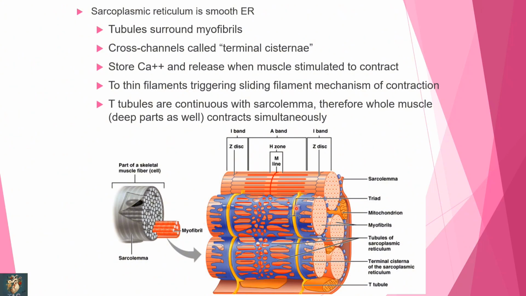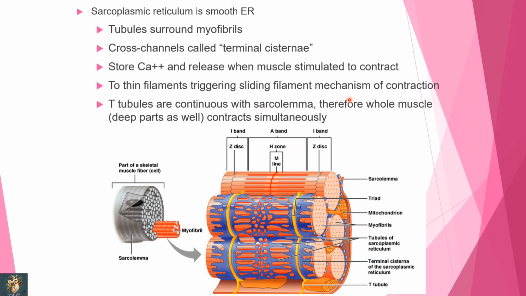So when the action potential is generated, it rapidly reaches all the levels of the myofibril with the help of the T-tubules, and because of the activation, the sarcoplasmic reticulum, which is storing the calcium ion, releases a large amount of calcium ion. This calcium ion then stimulates the contraction of the thin filaments, triggering the sliding filament mechanism of contraction.